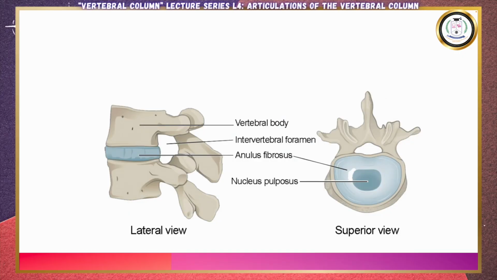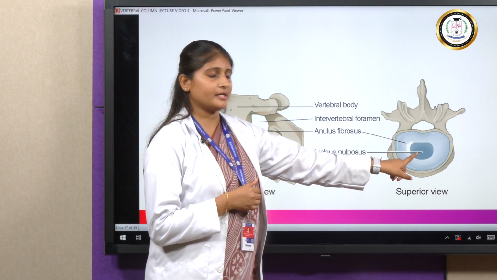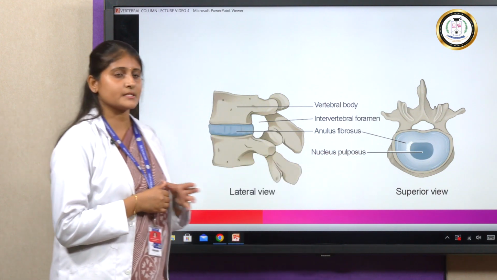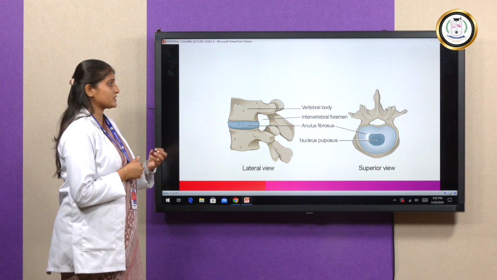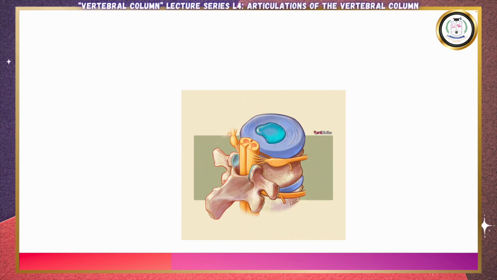So this is how the intervertebral disc looks. The outer rim of the structure is the annulus fibrosus and at the center we have the nucleus pulposus. The core structure is the nucleus pulposus, the jelly-like structure present in the center of the intervertebral disc. So here we have the intervertebral disc. At the core we have the nucleus pulposus, surrounded by the annulus fibrosus.